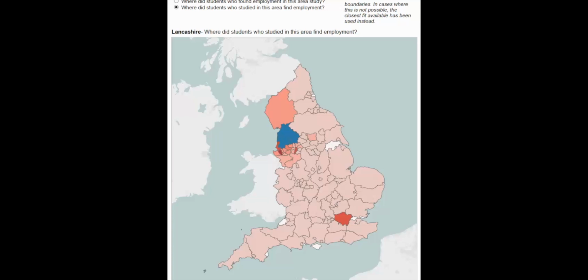Once again, if you hover over the blue selected area, you can see the fourth number from the summary, and you can see that the most popular destination of graduates from Lancashire LEP are Liverpool, Manchester and London.